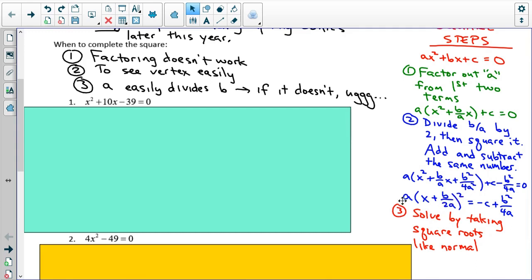So we end up doing this, and then we solve like normal. So we would divide everything by a, we would take the square root, then we would subtract b over 2a, and then that would be our final answer.